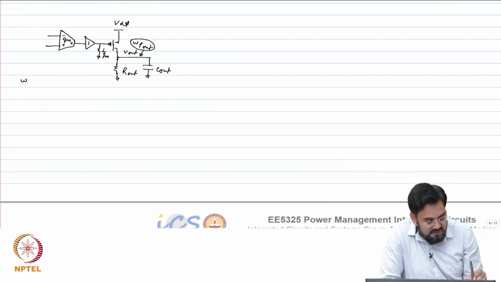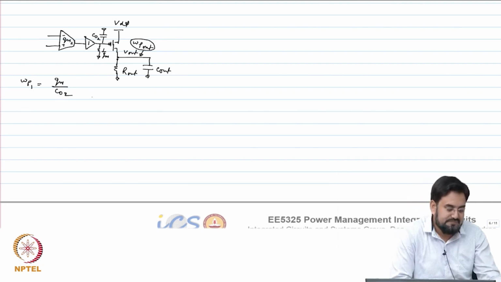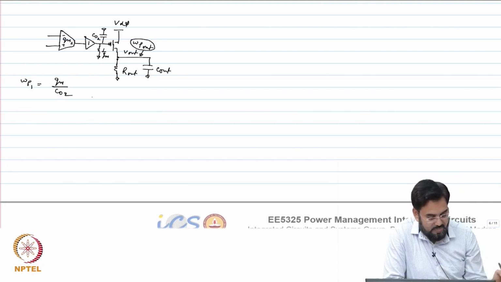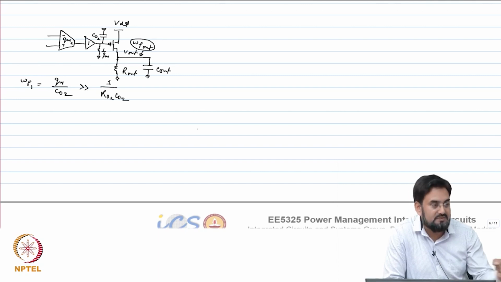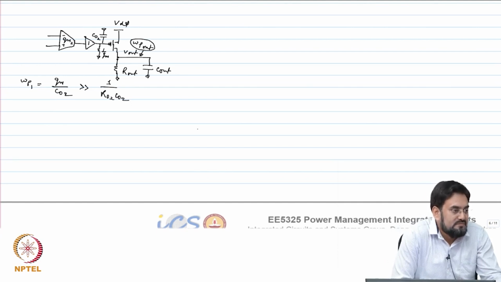So your omega P1, if this cap is, let's say, I call it CO2, then becomes GM over CO2. Okay. Which will be much higher compared to 1 over RO2 CO2. Correct?